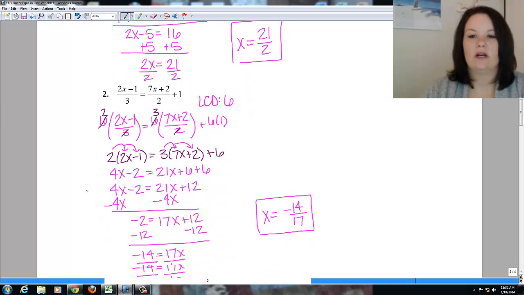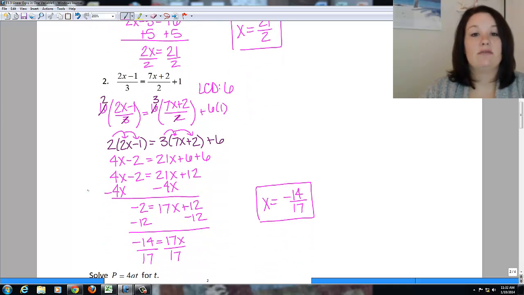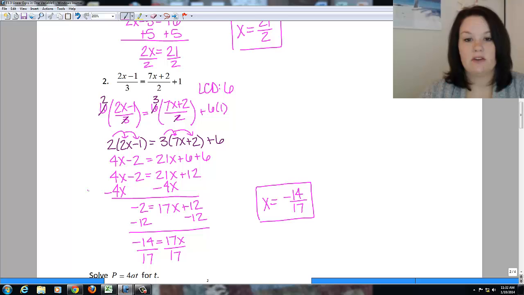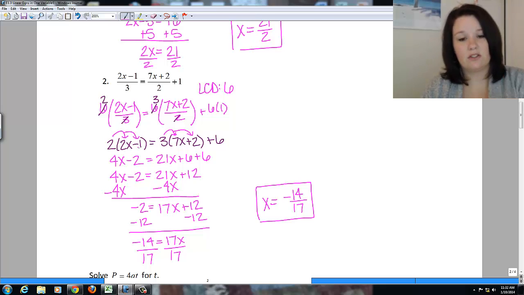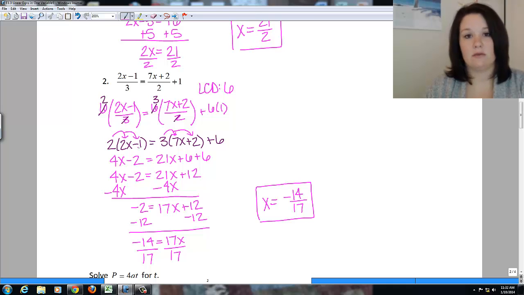On the second one, we need to clear fractions. Our least common denominator in this case is a 6. So when I multiply every single term by 6, notice my denominators cancel out. Don't forget to put parentheses around this piece that's left from the numerator when we cancel. Okay? If we don't put parentheses around it, then sometimes we forget to distribute that 2 to both terms and to distribute that 3 to both terms.